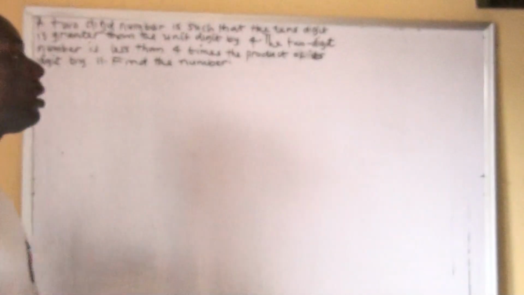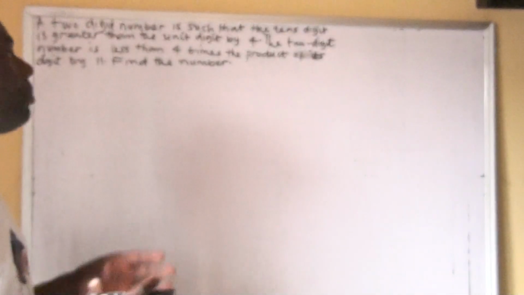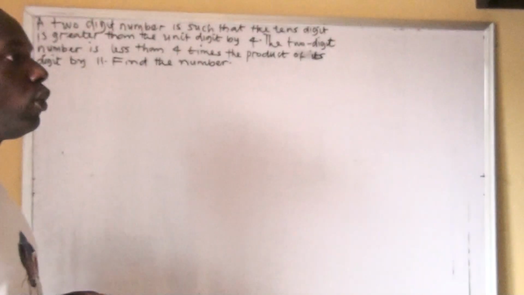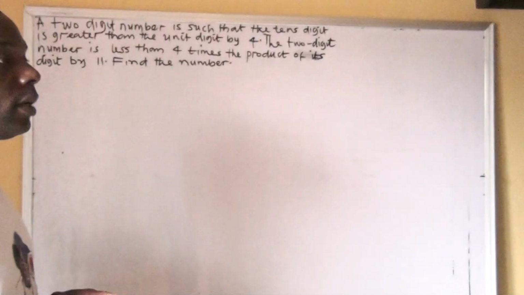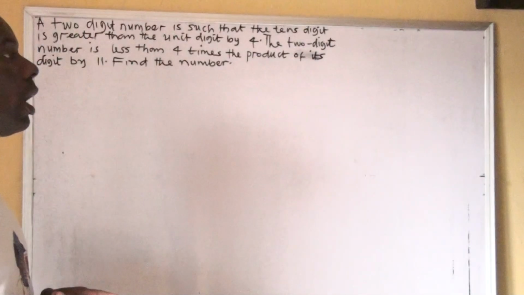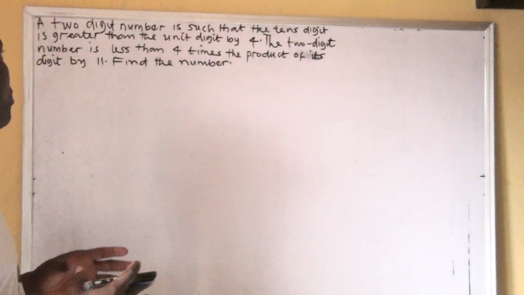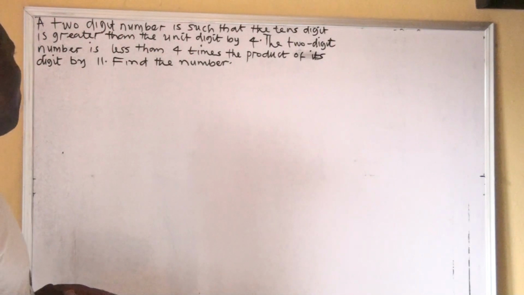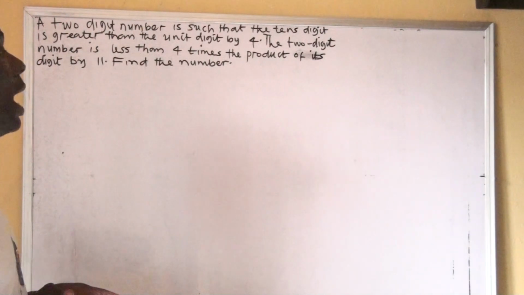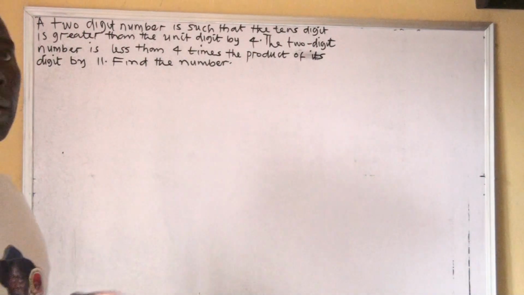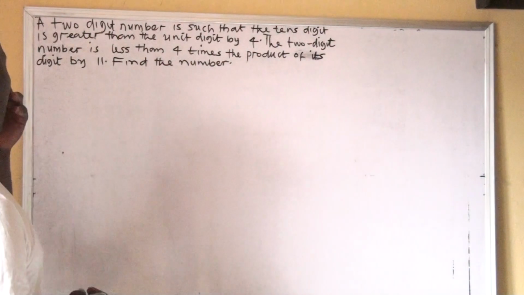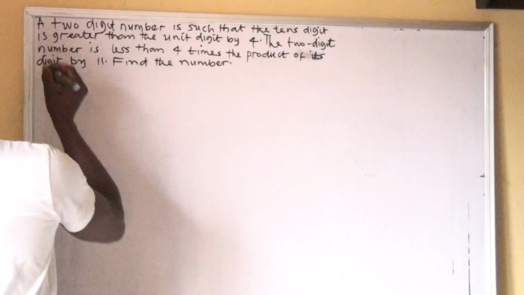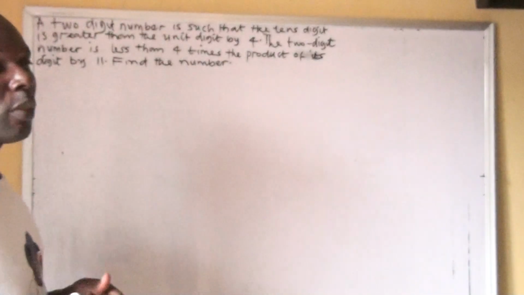This question on the board. It's a word problem leading to a quadratic equation. A two-digit number is such that the tens digit is greater than the unit digit by 4. The two-digit number is less than 4 times the product of its digits by 11. Find the number.